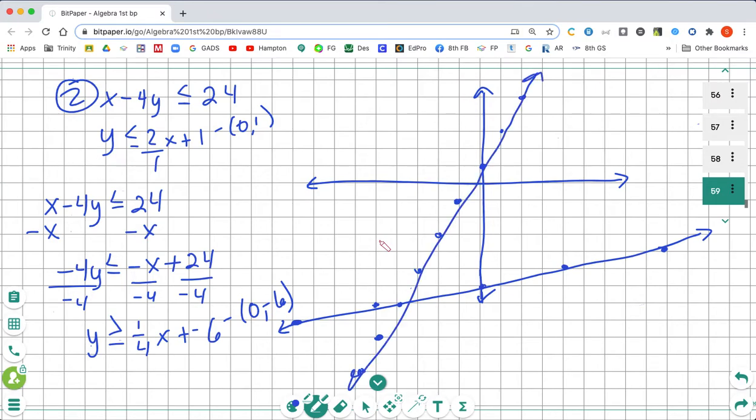Now, let's go back to this one. This one is y is greater than 1/4 x. So I'm going to go to my starting point and -6, so -5, -4, -3, -2, those are all greater than this y. So that means my alligator teeth are going to be above the line.